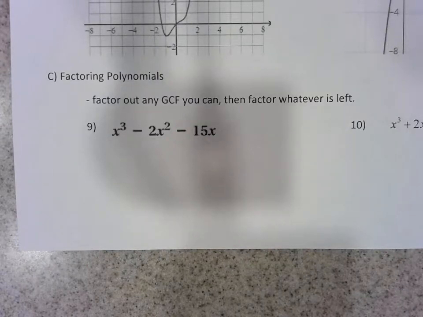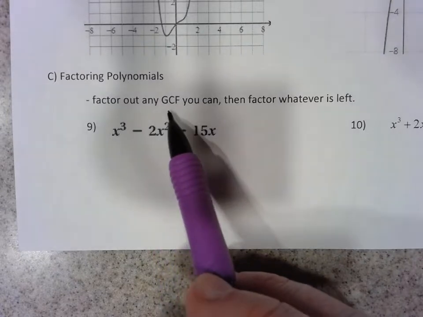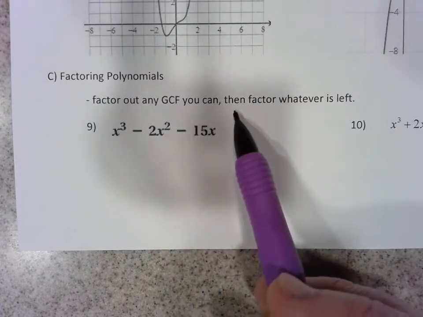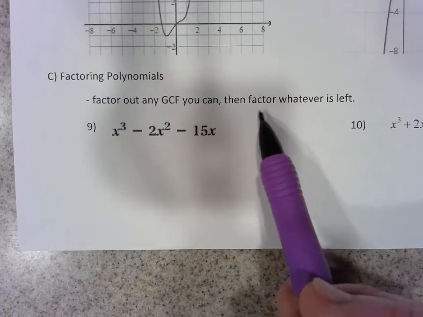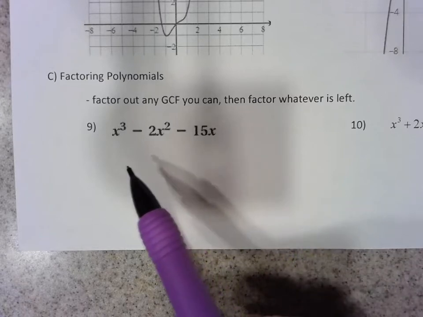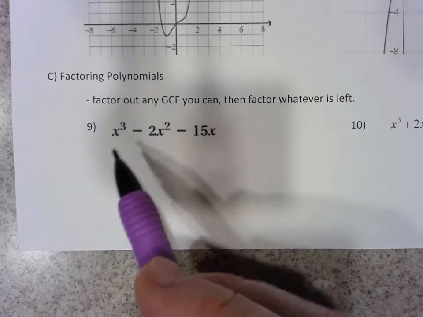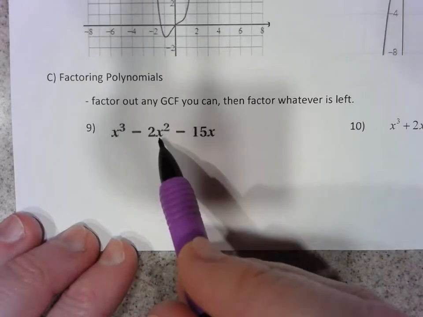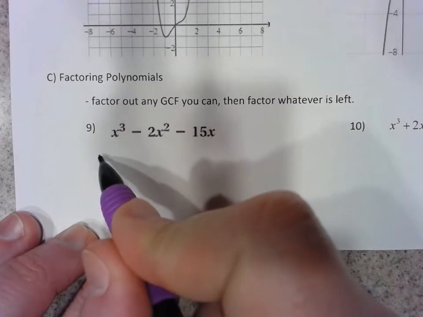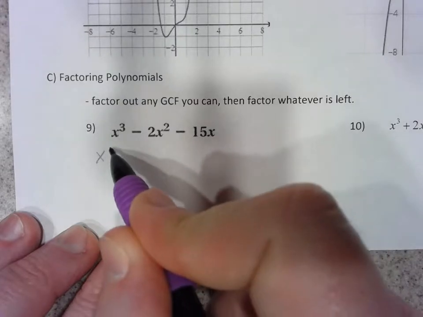In part C, we need to factor the polynomials. And so the first thing, anytime you're trying to factor, is to look for any greatest common factor that you can. And then look at what's left and see if you can factor it any further. So in number 9, the first thing as we look for a greatest common factor is I see that all three of these terms have an x in them. So my greatest common factor is x.